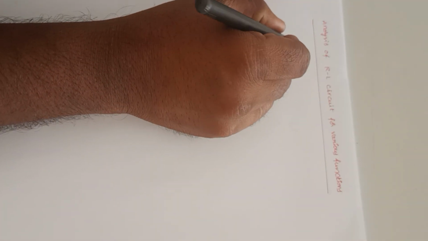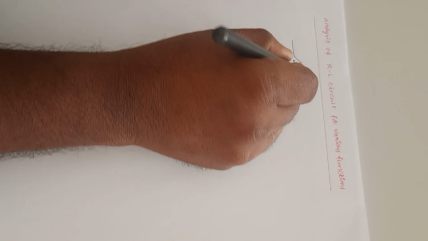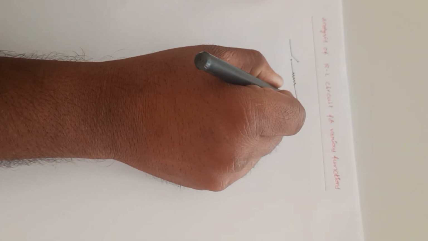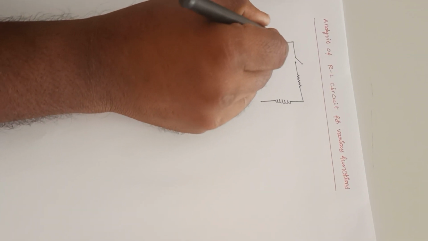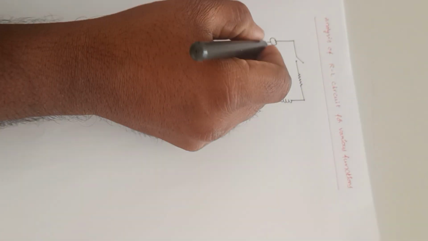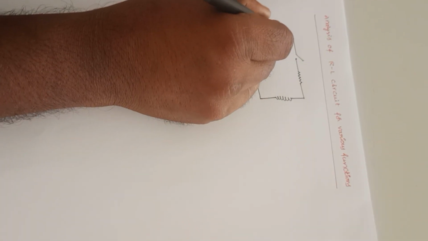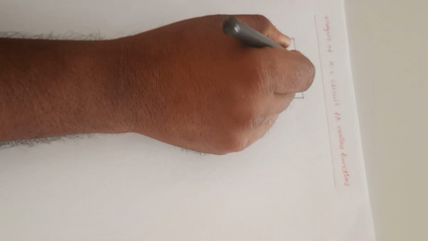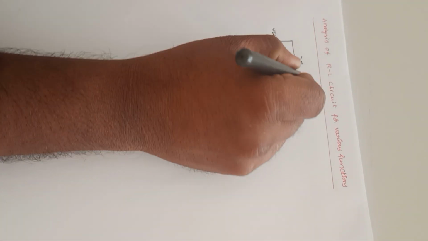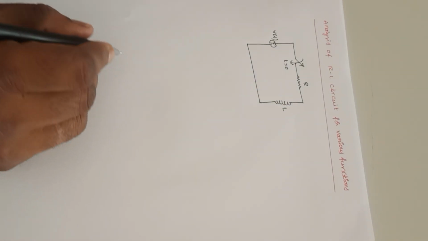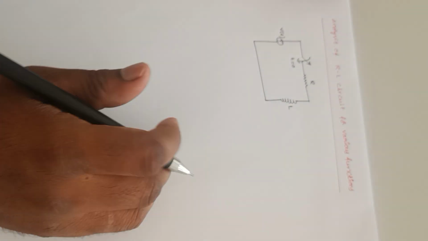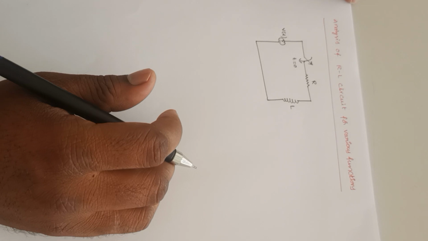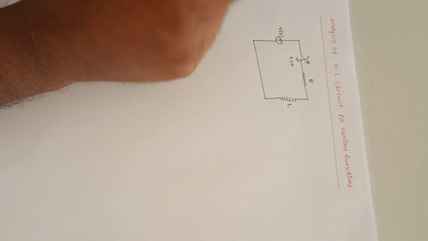So there is an RL circuit, which was excited by some source. It is V of t, and it is the switch which was closed at t is equal to 0. It is R and it is L. So in this analysis of RL circuit for various functions using Laplace transforms, the current that is flowing through this is I of t.